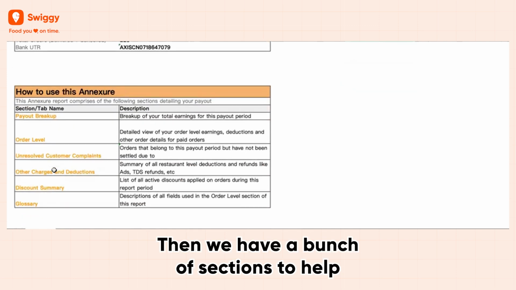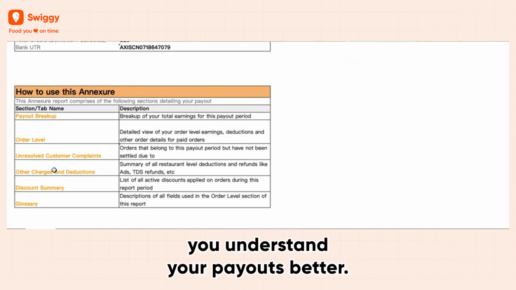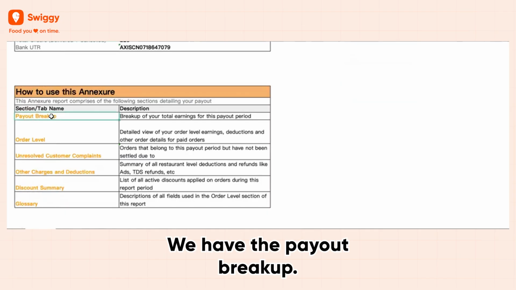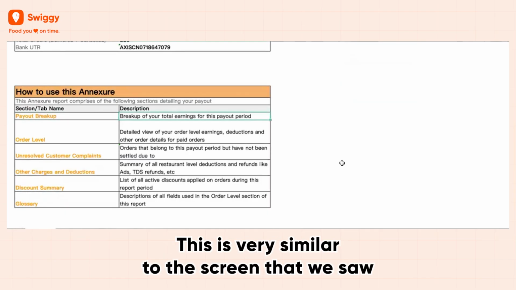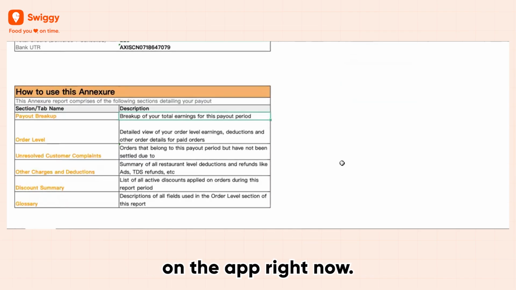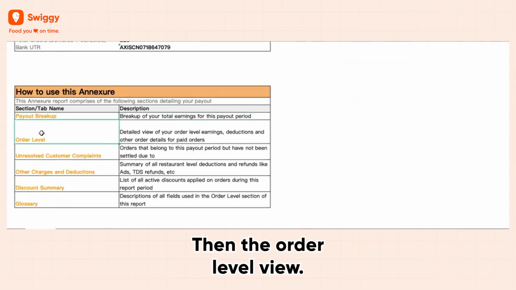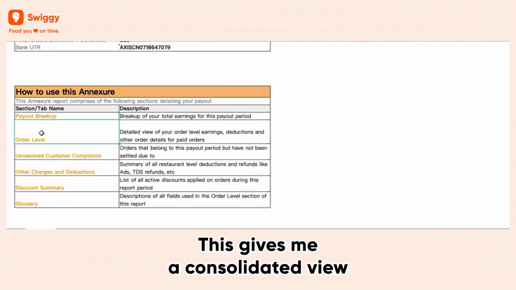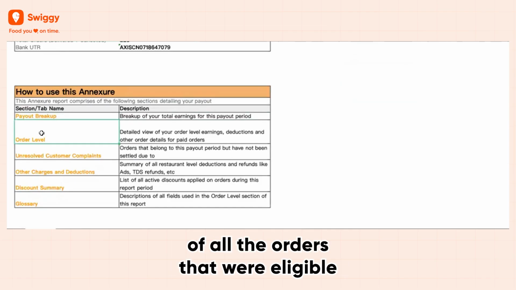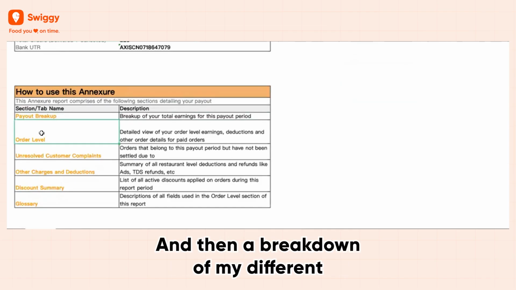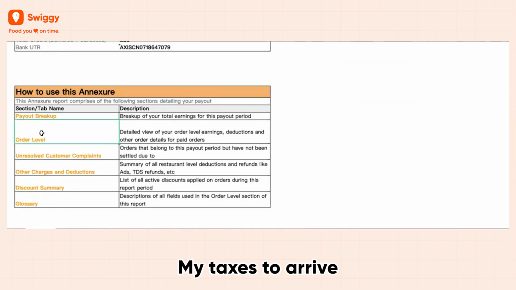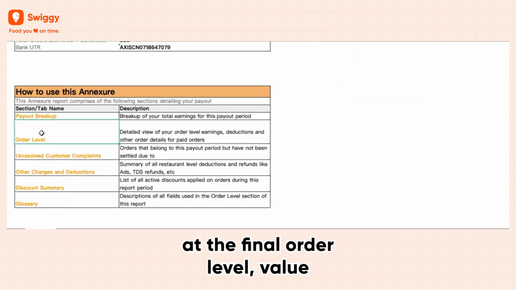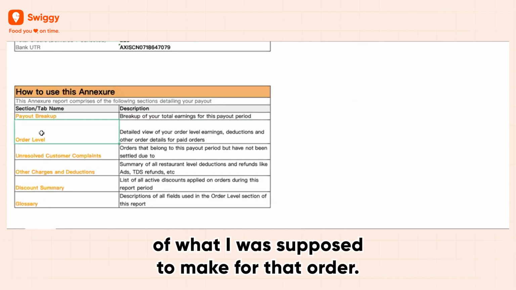Then we have a bunch of sections to help you understand your payouts better. We have the payout breakup, which tells me the breakup of my entire earnings. This is very similar to the screen that we saw on the app right now. Then the order level view. This gives me a consolidated view of all the orders that were eligible for payment in this cycle, and then a breakdown of my different sales, my deductions, my Swiggy fees, my taxes, to arrive at the final order level value of what I was supposed to make for that order.